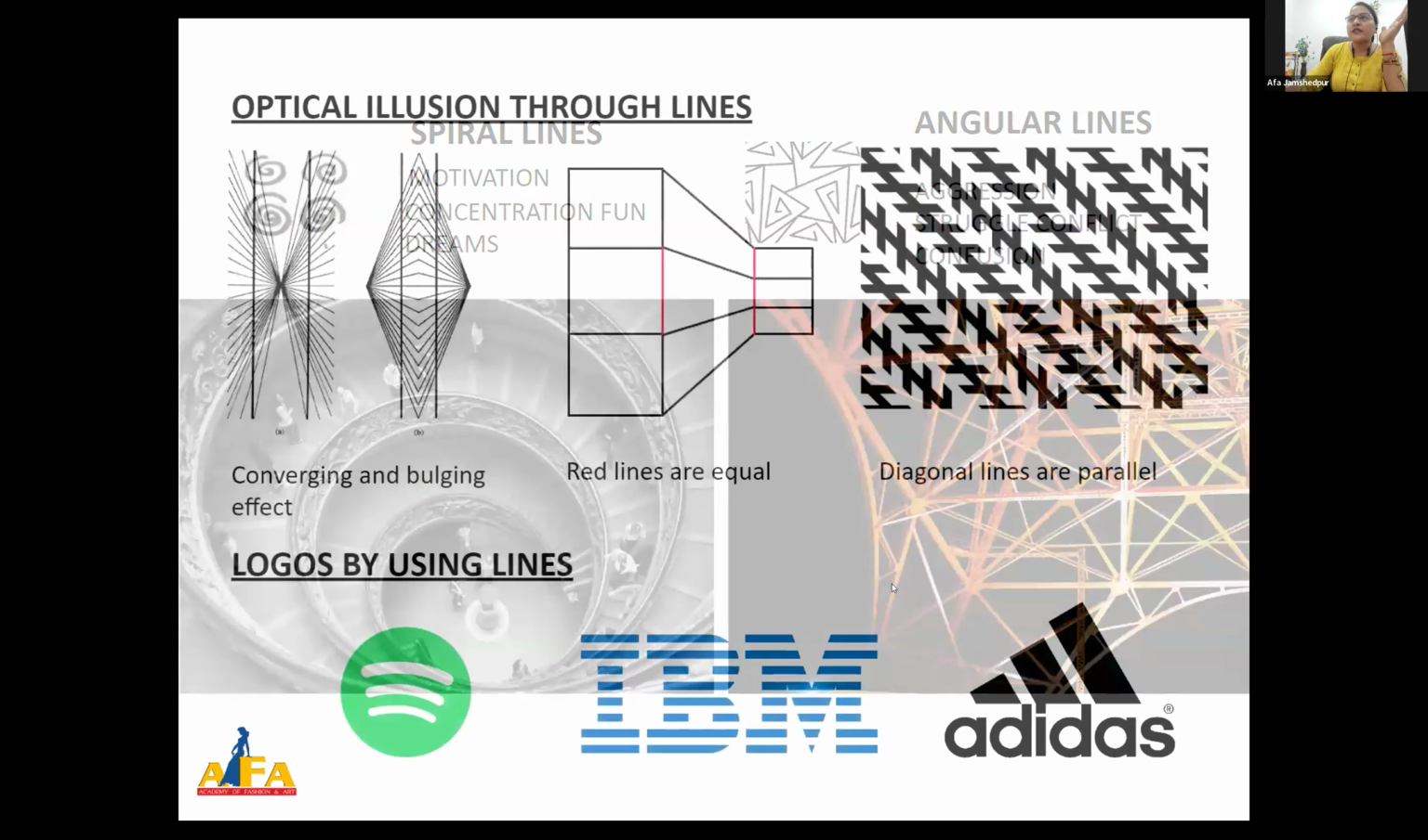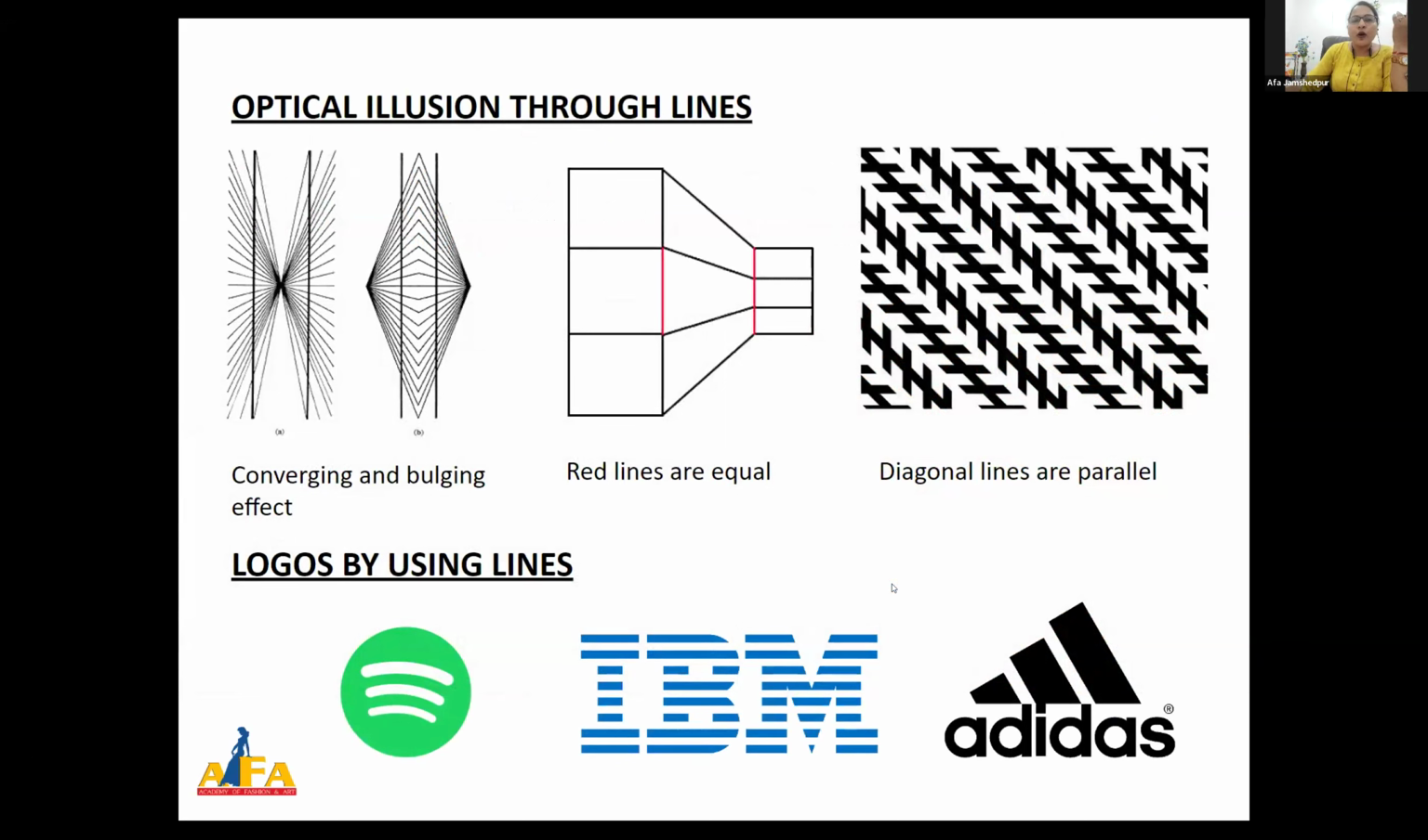आगे बढ़े. Now see, lines, they can give you optical illusions. You can see some logos where you can see use of only lines, whether it is Spotify or IBM or Adidas. So you can see the presence of lines. There is one more explanation related to it, which is known as Gestalt theory of design, Gestalt principles of design. So if time will allow, we will do it later on.